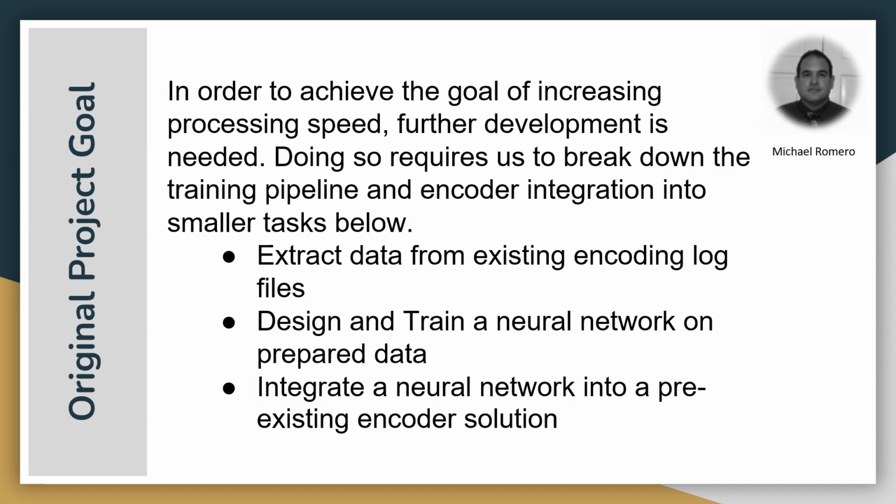In order to achieve the goal of increasing processing speed, further development is needed. Doing so requires us to break down the training pipeline and encoder integration into smaller tasks. Those tasks were extract data from existing encoding log files, design and train a neural network on prepared data, and integrate a neural network into pre-existing encoder solutions.